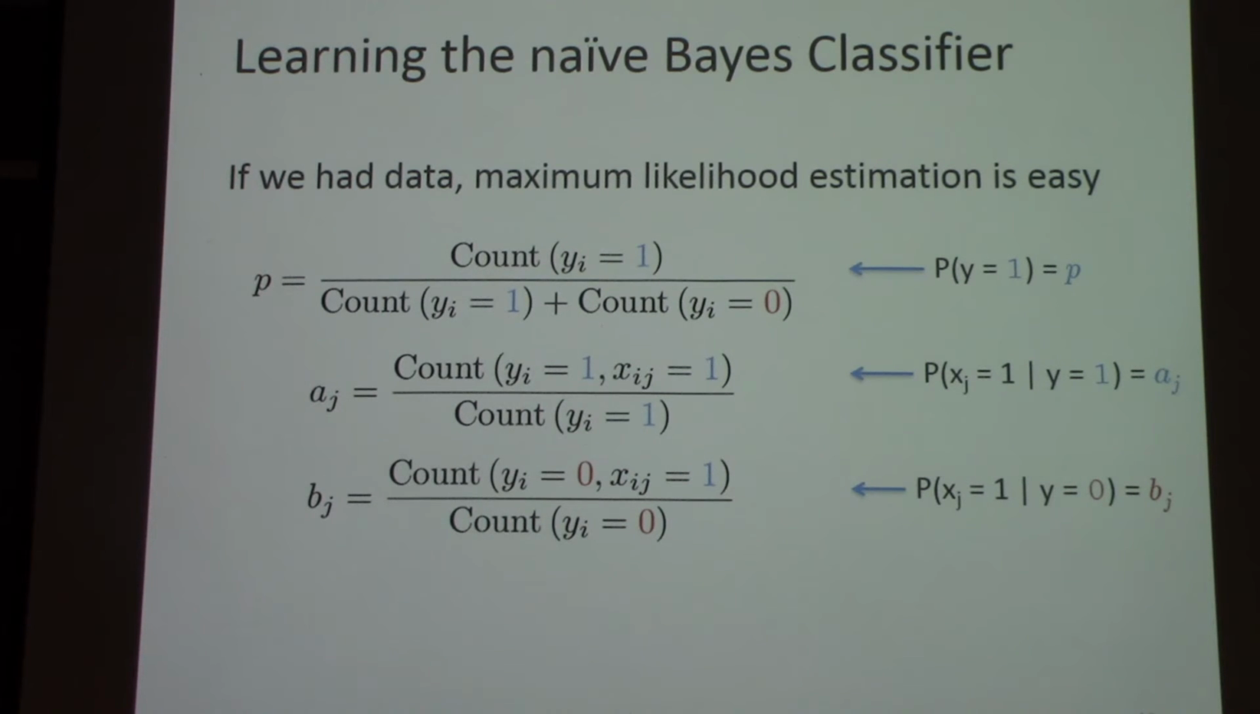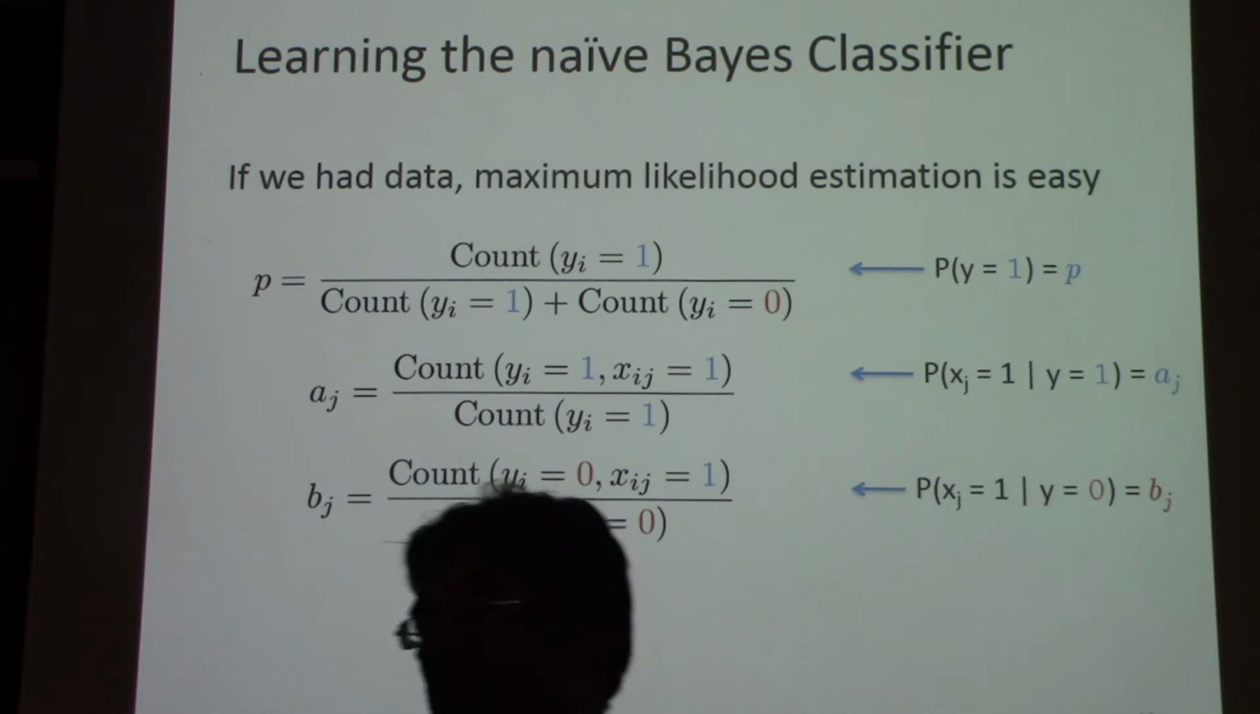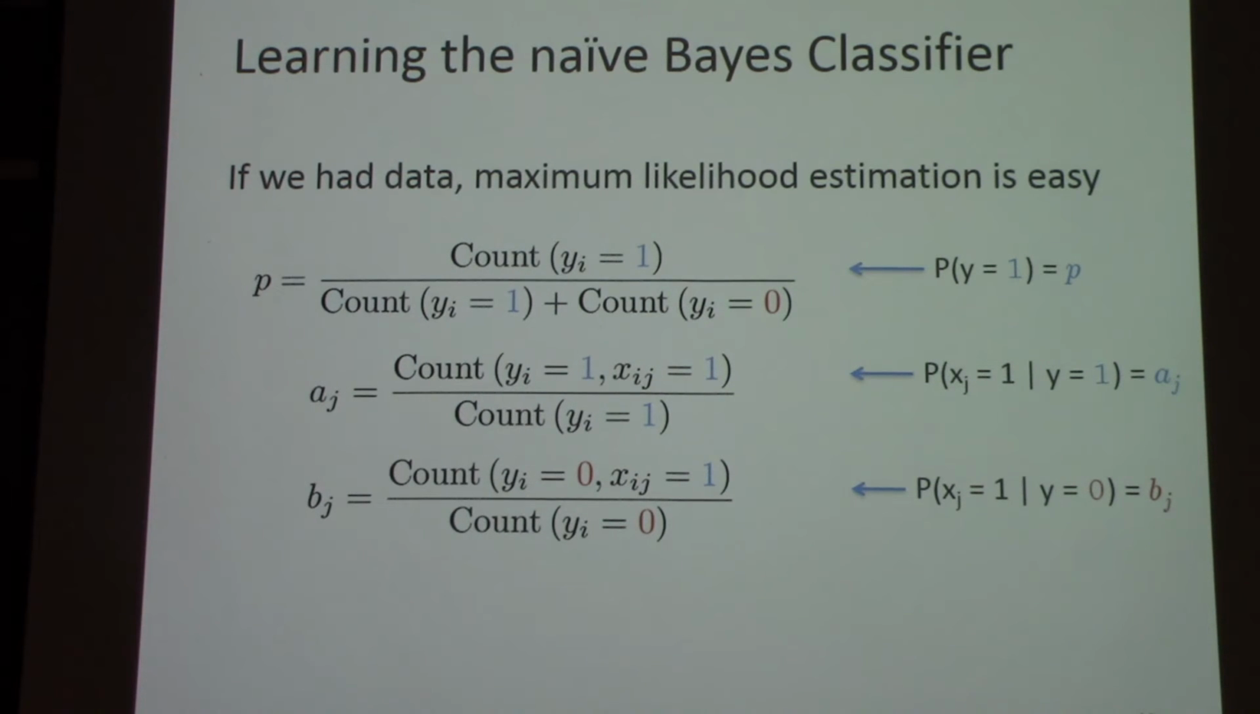The prior, which is the probability that the class label is 1, is simply the fraction of examples where the class label is 1. The probability that the jth feature is 1 when the label is 1 is simply count how many times the jth feature is 1 for examples that have label 1 divided by the number of examples that have a label 1 and so on. We've seen this.